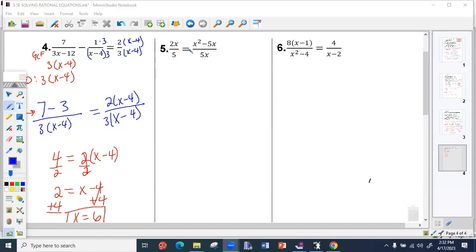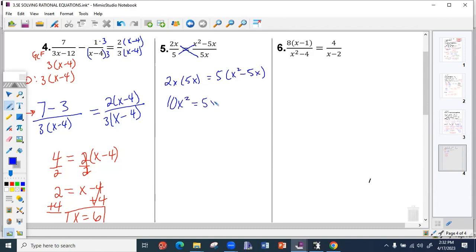All right. So notice here how on each side we only have one fraction. So the beauty about this is that because there's only one fraction on each side, we actually can cross multiply. And so we're going to cross multiply 2x times 5x. So 2x times 5x equals, and we're going to cross multiply 5 times x squared minus 5x.